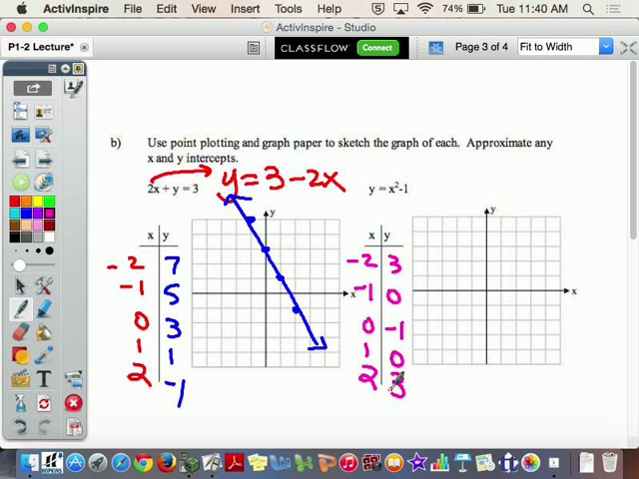And I plot these points, and out pops my parabola. So -2, 3 is here. -1, 0. 0, -1. 1, oops, my bad. 1, 0, and 2, 3. And here's my parabola. So one way to make a graph is to plot points.